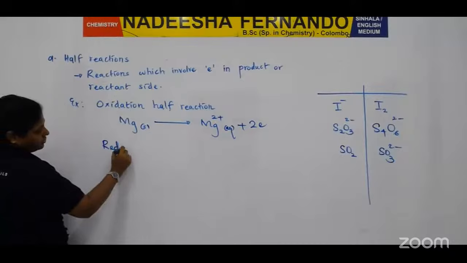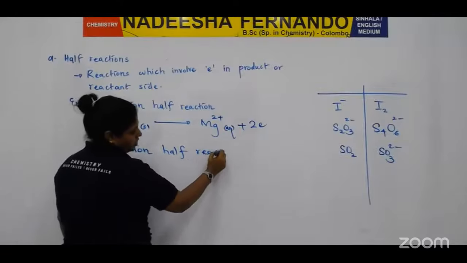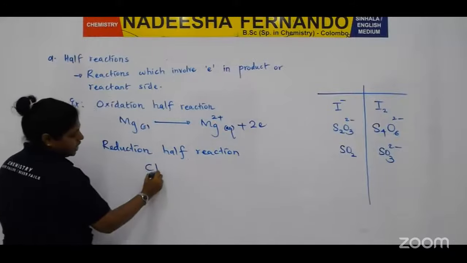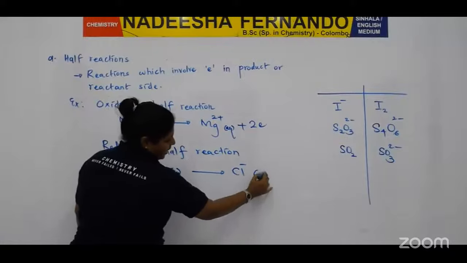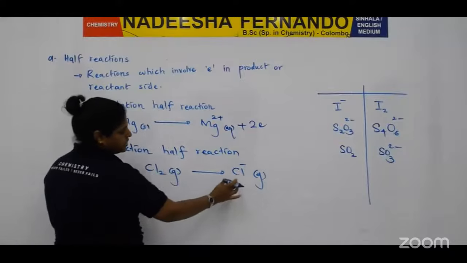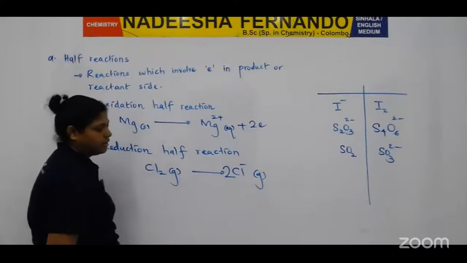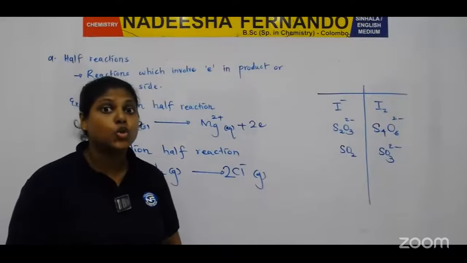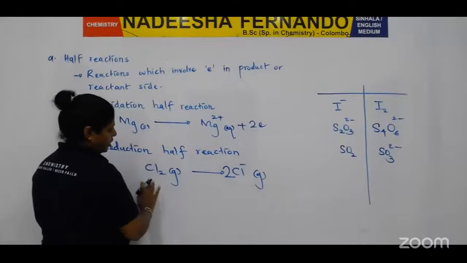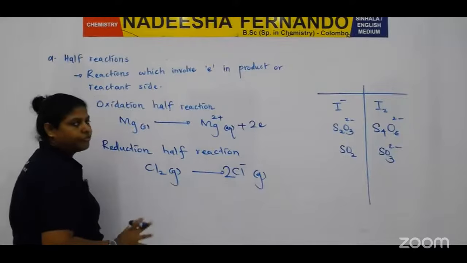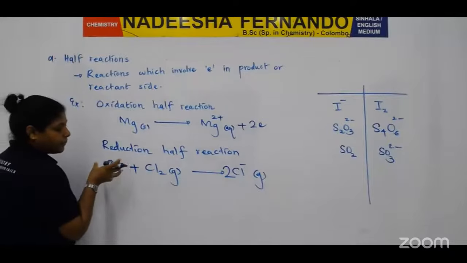Reduction half reaction. Cl2 gas goes to Cl minus aq. Here 2 chlorine, here 1 chlorine. To get the same number of chlorine, multiply Cl minus by 2. Here Cl2, here 2Cl minus, so both sides carry the same number of chlorine. To get the same charges, I will add 2 electrons to the reactant side.